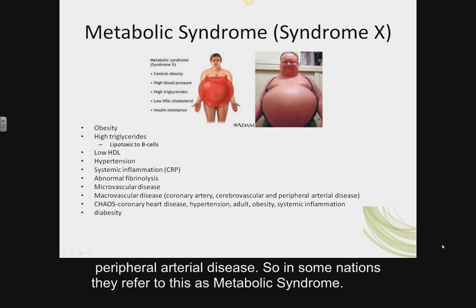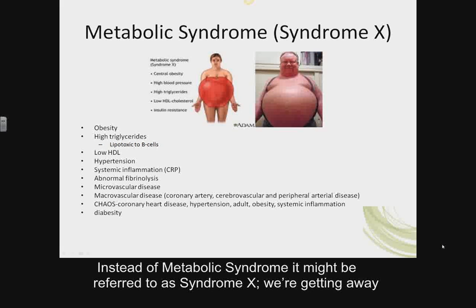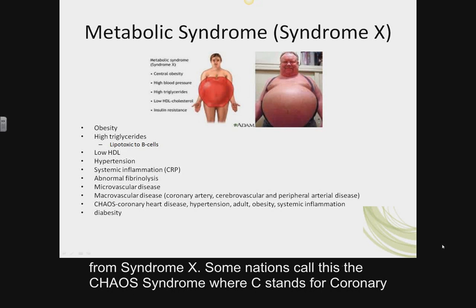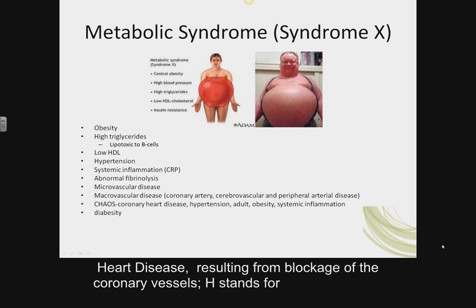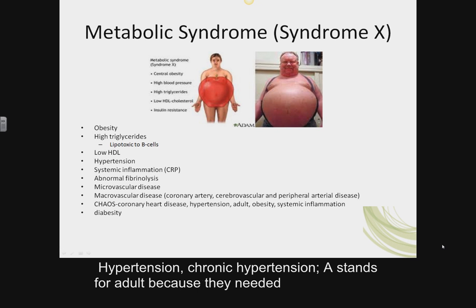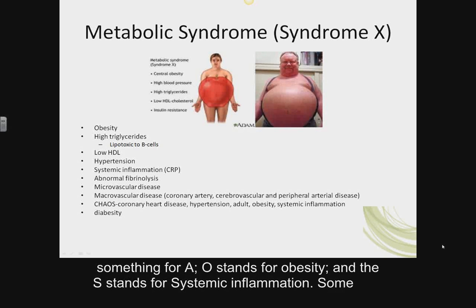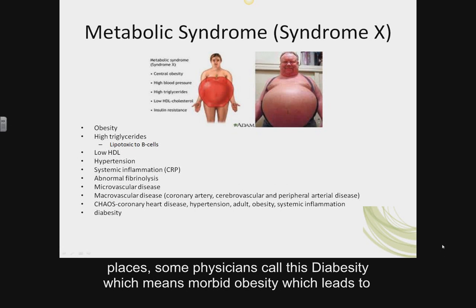So in some nations, they refer to this as metabolic syndrome. Instead of metabolic syndrome, it might be referred to as Syndrome X. We're getting away from Syndrome X. Some nations also call this chaos syndrome, where C stands for coronary heart disease, resulting from blockage of the coronary vessels. H stands for hypertension, chronic hypertension. A stands for adult because they needed something for A. O stands for obesity, and the S stands for systemic inflammation.